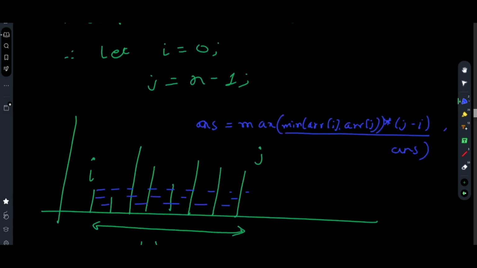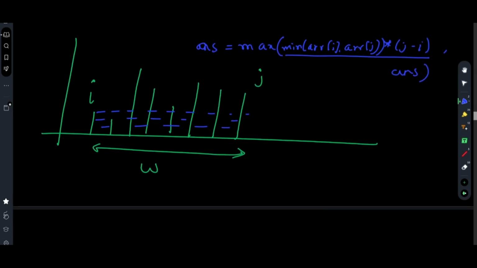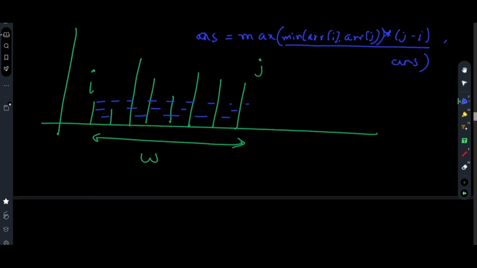You will obviously initialize answer as something very small, let us say 0. So this will be your answer. Now you are trying to increase the area. You've got the maximum width that is possible.